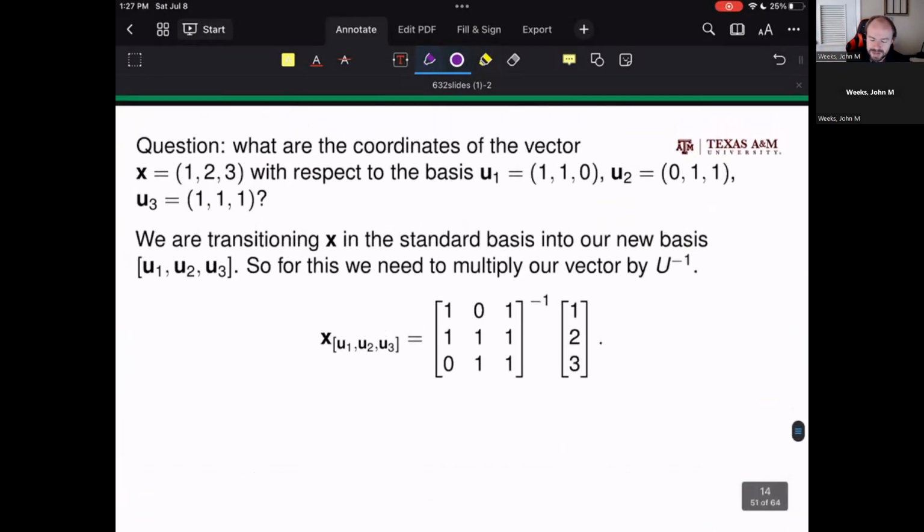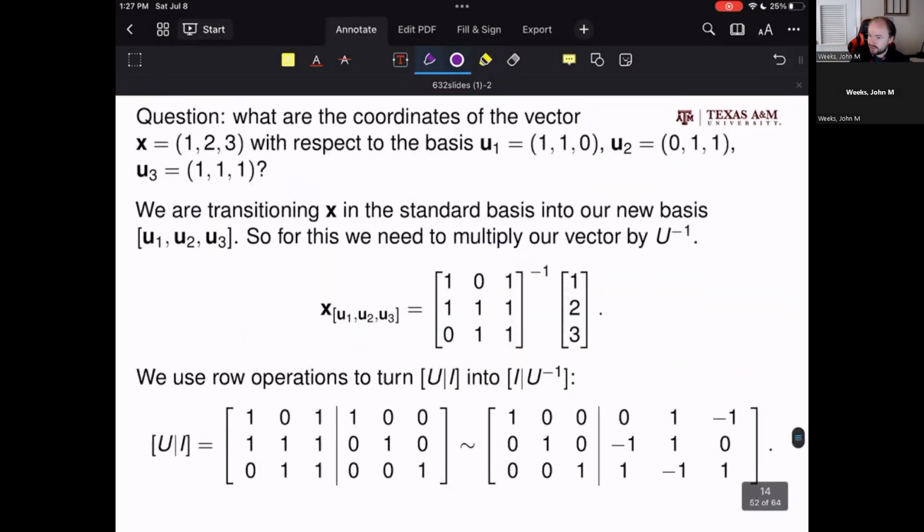So what we do is we take x written in terms of this new basis to be equal to the inverse of our transition matrix, as we discussed how it's formed in the last one. We just take each column to be one of these vectors here given in this order, take the inverse of that matrix, and finally multiply it times our vector x. So we need to find the inverse of this matrix.